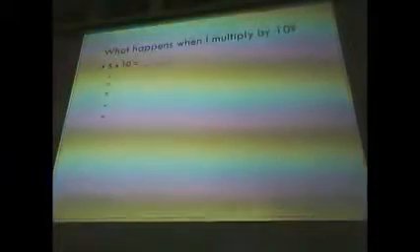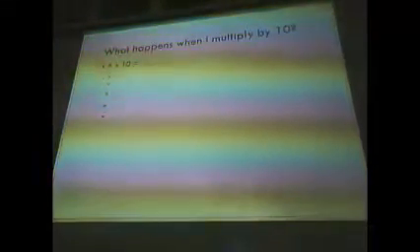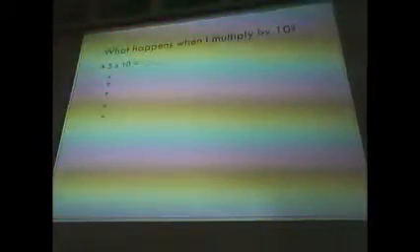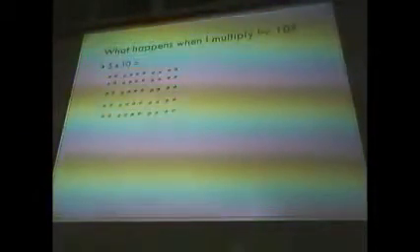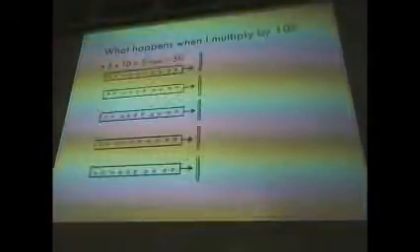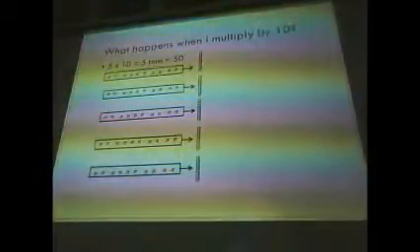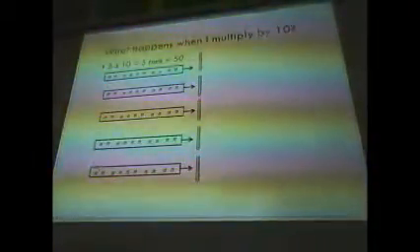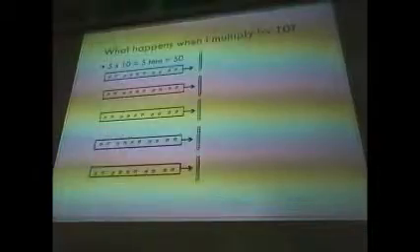Well, let's think about what happens when I multiply by 10. Let's say I want to start with 5 ones times 10. When I multiply by 10, I get 5 groups of 10 ones. So now I can regroup those 5 groups of 10 ones into 5 tens, or 50. So my place value increased by 1.